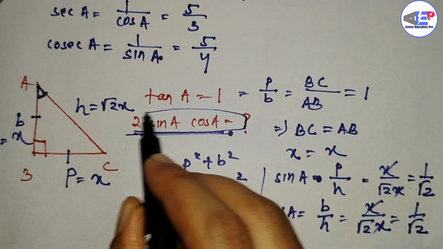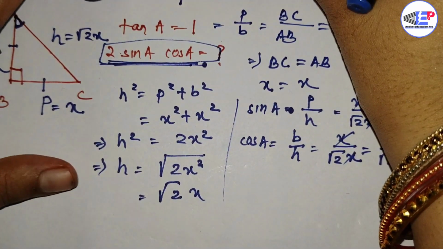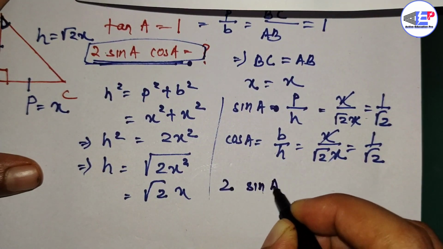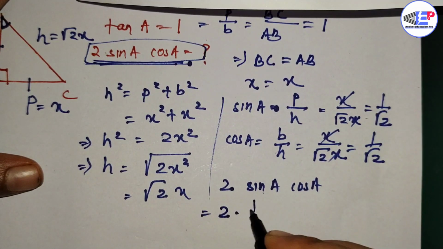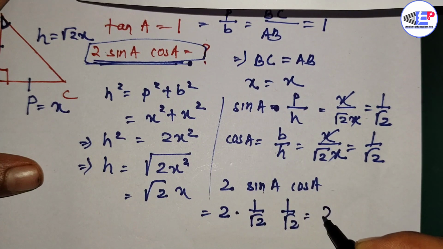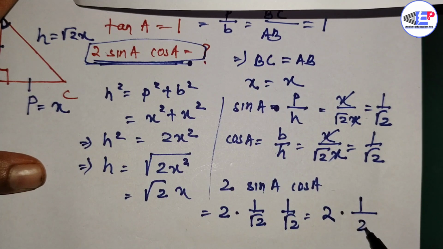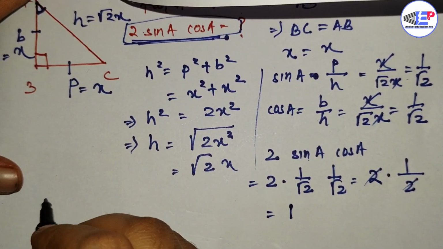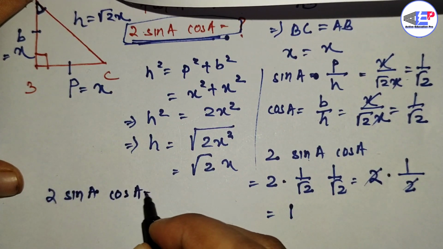We have to evaluate the value of 2 sin A cos A. So let's evaluate it. 2, the value of sin A is 1 by root 2, the value of cos A is 1 by root 2. This is 2, 1 into 1 is 1, root 2 into root 2 is 2. 2 cancels, your answer is 1. So your answer is 2 sin A cos A equal to 1.